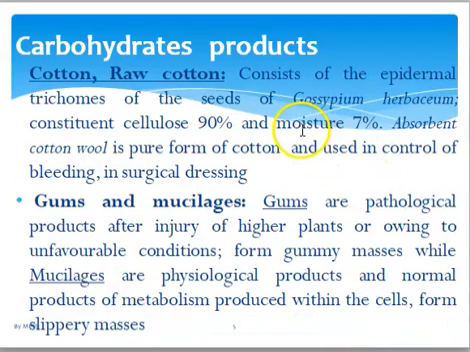Let's go to cotton. Of course, cotton constitutes cellulose and is from the trichomes of seeds of Gossypium herbaceum. And of course, it controls bleeding, and is used in surgical dressing. This one we know.